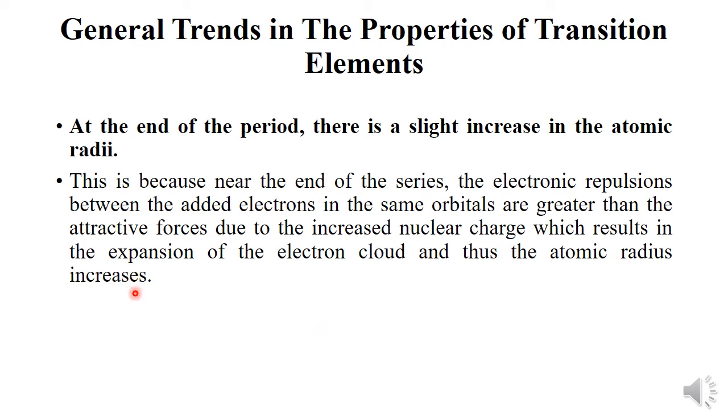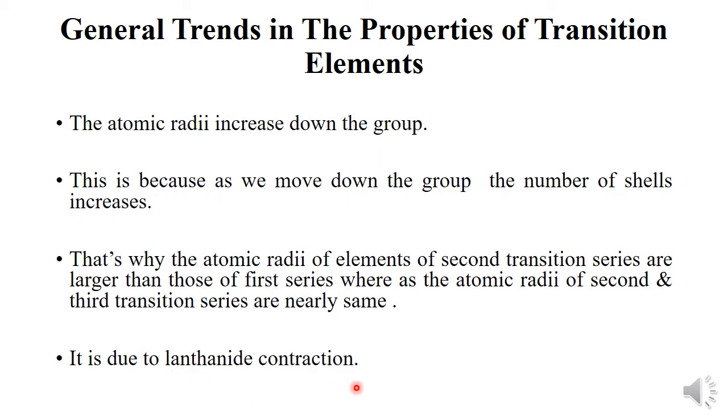Why? Because at the end of the series the number of electrons keeps increasing, and at the end of the series, in the case of zinc, it is completely filled, that is, there are 10 electrons in the d sublevel. So in that case the electronic repulsions will be greater than the attractive forces due to the increased nuclear charge. So due to these electronic repulsions the electron cloud will expand, and because of that expansion the atomic radius will increase, because of the lanthanide contraction, and that will be discussed later on, in the case of the f block elements.